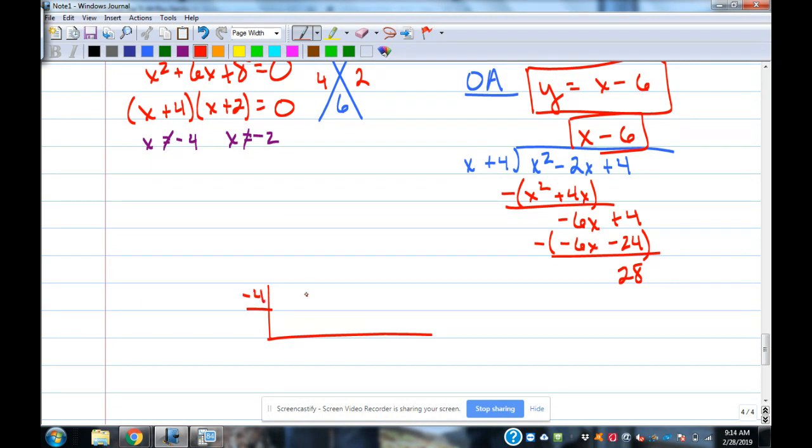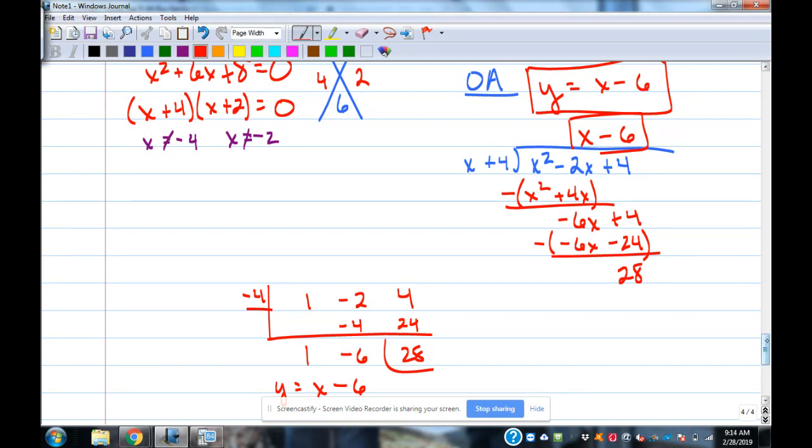If you did this with synthetic division, put a negative 4 up there, 1, negative 2, 4, up the 1. And this gives us y equals 1x minus 6. Same answer, doing it with synthetic. The only reason we can do synthetic there is because we're dividing by a linear piece. If it's quadratic or bigger on the denominator, you're going to have to do long division. So you've got to be able to do some long division there for that to happen.